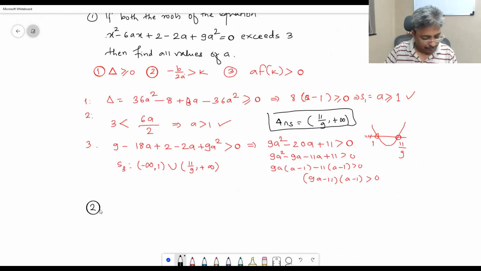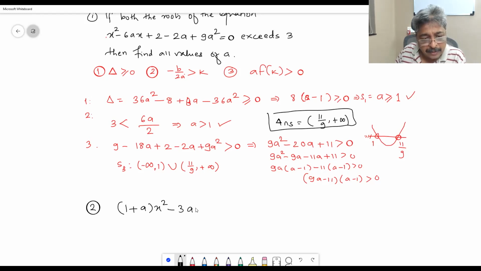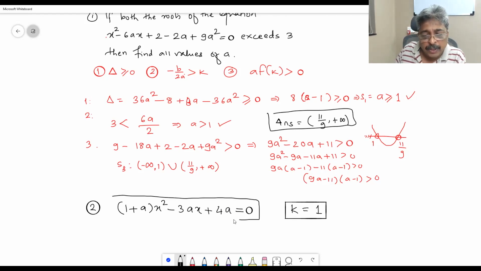One more problem. Okay, so I will give you the value of k and a quadratic equation. The quadratic equation is 1 plus a times x square minus 3ax plus 4a is equal to 0 and k is equal to 1. This is the quadratic equation and the value of k is equal to 1. Find all values of a.